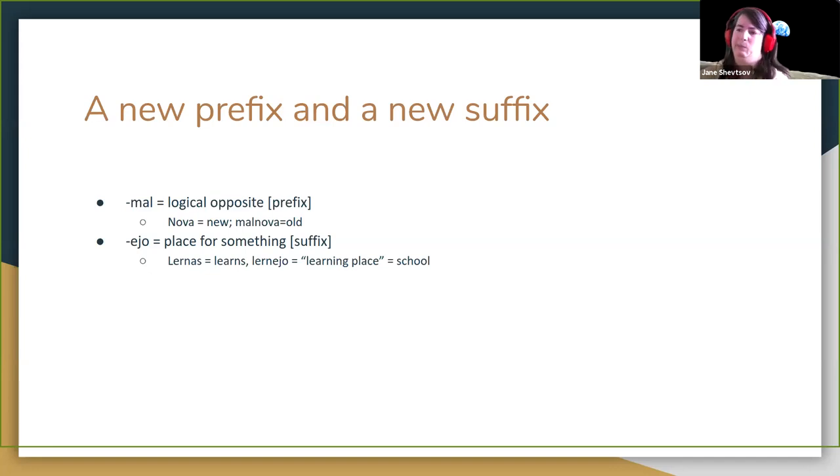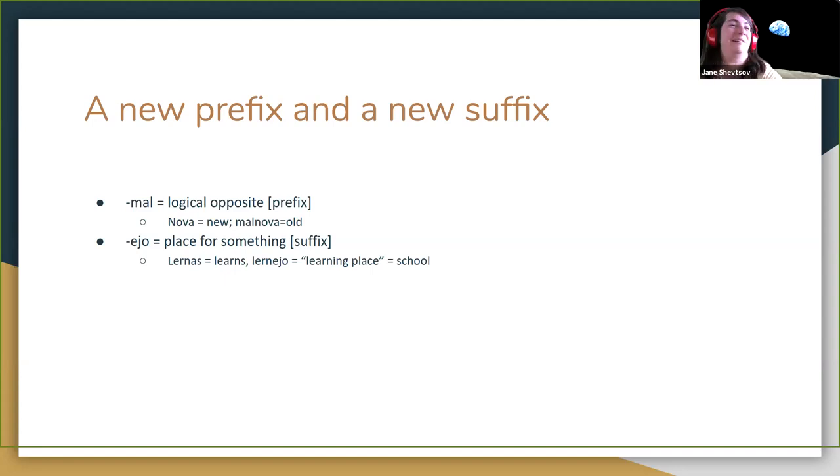Another one that you see a lot, and this is why I added learners to your list of verbs, because it's such a good example. It's also a useful word. Is ej, which we already said is a place for something. So lernejo is a learning place, aka a school. If kafo is coffee, what do you think kafejo is? Coffee shop. Yeah, a coffee shop. And in fact, in the Duolingo course, that's one of the first words you learn, is kafo and kafejo.